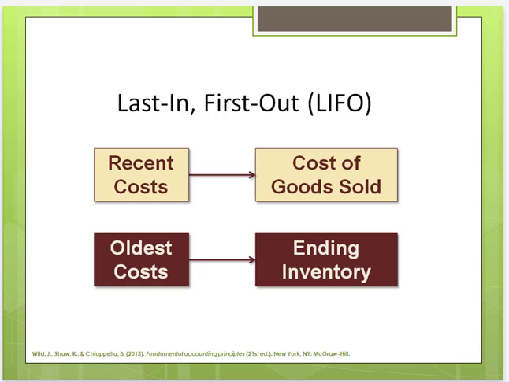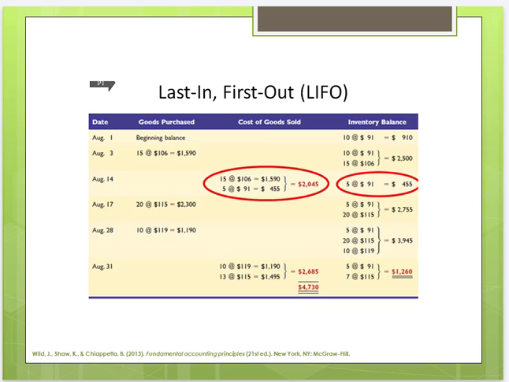Again, remember we're using LIFO. That means the most recent costs are going to be moved into cost of goods sold, while the oldest costs are going to remain in ending inventory on the balance sheet. Okay? So again, this is similar to what we saw in the other presentation, except this time we're using LIFO instead of FIFO, okay? So we began with an inventory balance of 10 units. That is our first inventory bucket. That is the beginning inventory bucket. We then purchase a second bucket of inventory here, 15 units at $106.